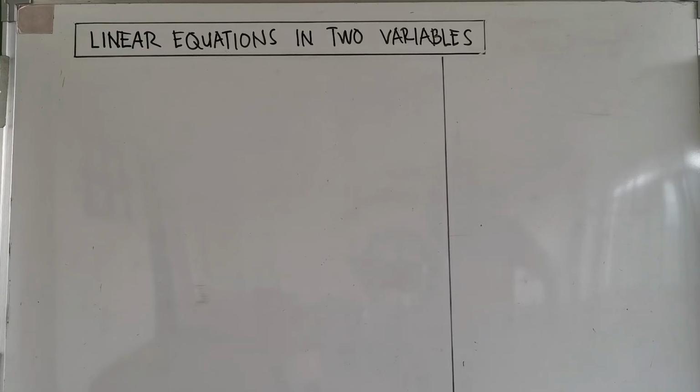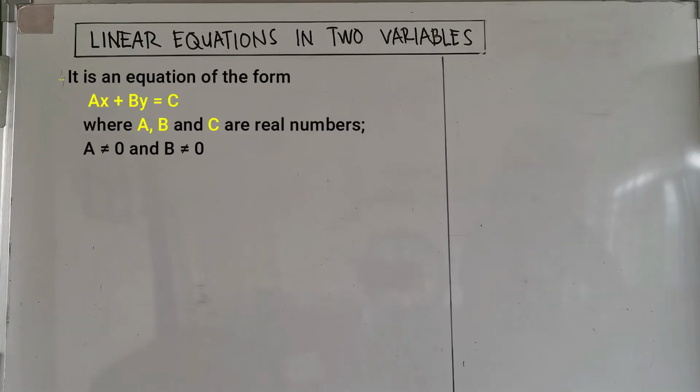Okay, so first, when we say linear equation, it is an equation of the form ax plus by is equal to c, where a, b, and c are real numbers such that a is not equal to 0 and b is not equal to 0.